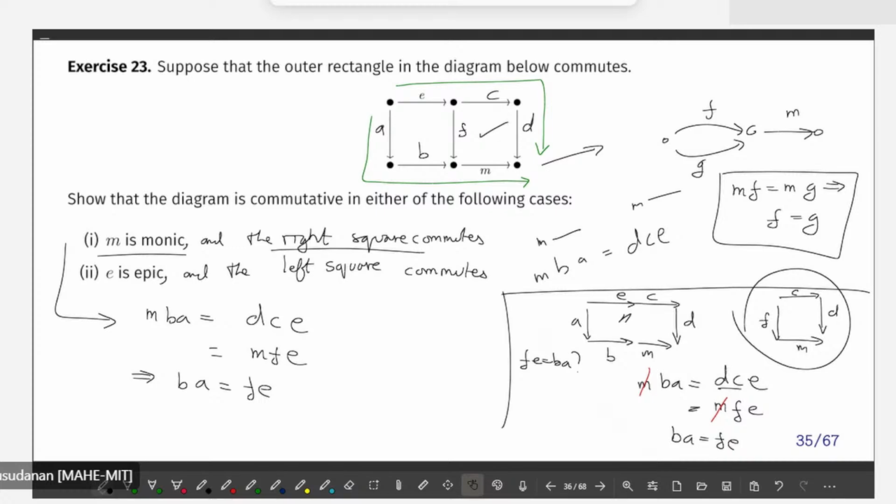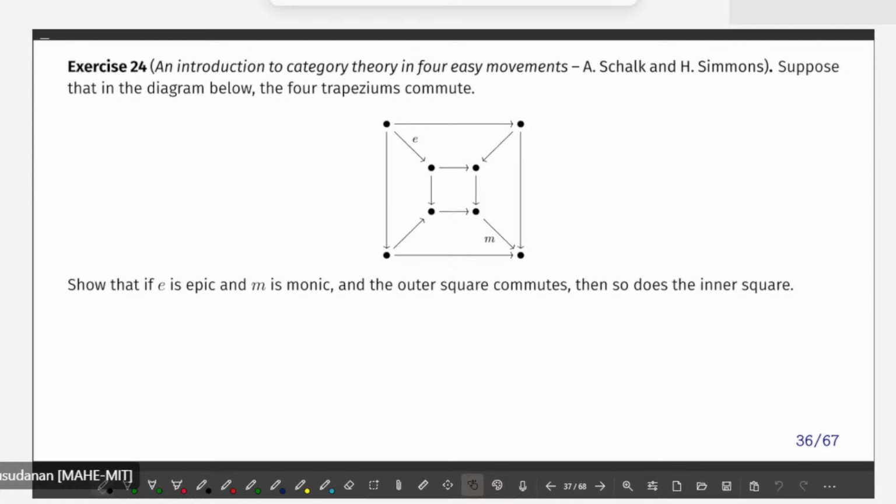Okay. Similarly, the other one, let me move on because it's already 3:30. Similar question. You can just note it down and try later.